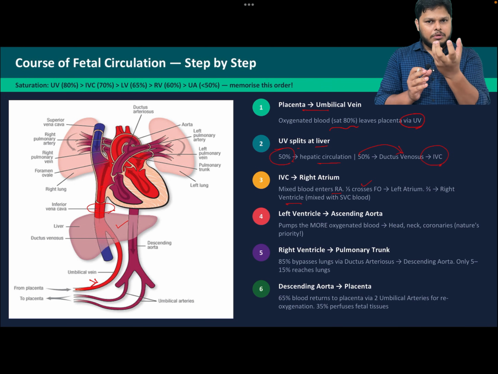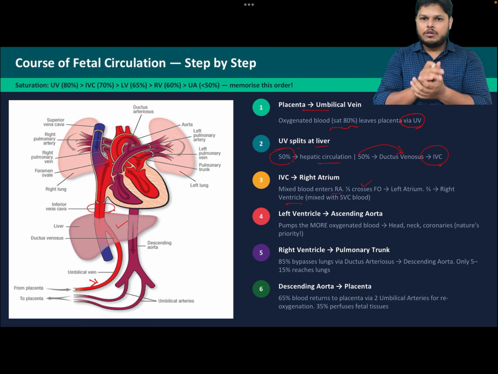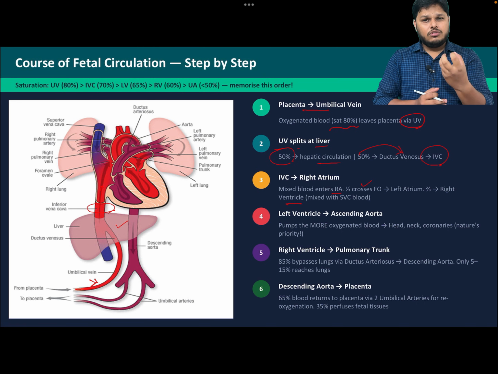So now what amount of blood is received in the right atrium? The right atrium not only receives the blood from the inferior vena cava, it also receives the blood from the superior vena cava. The superior vena cava also brings the deoxygenated blood from the upper parts of the body. So now the saturation of the blood in the right atrium is further decreased.